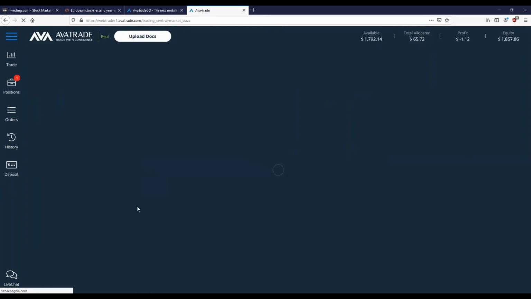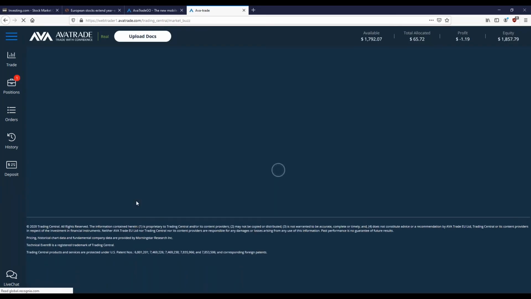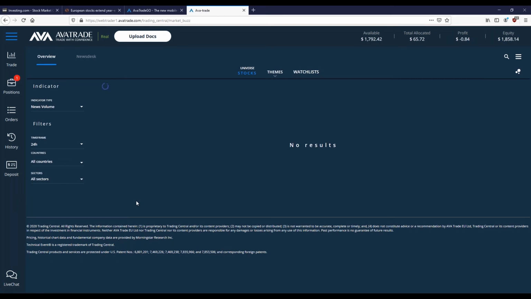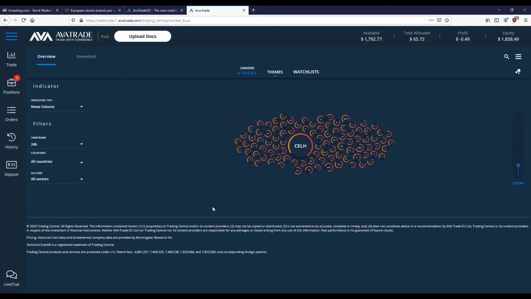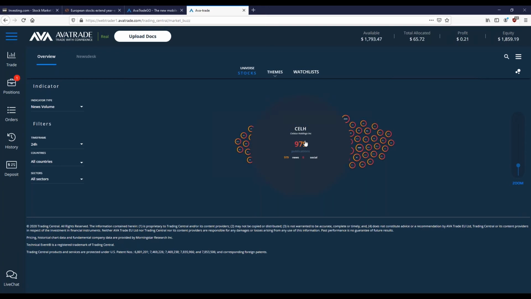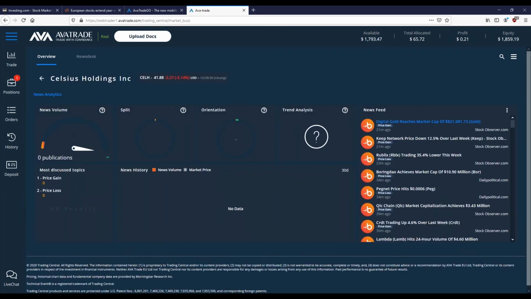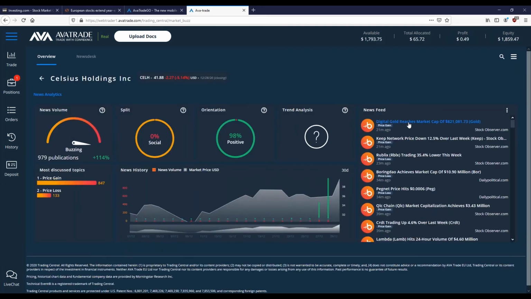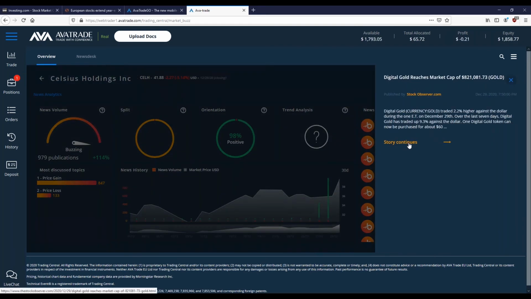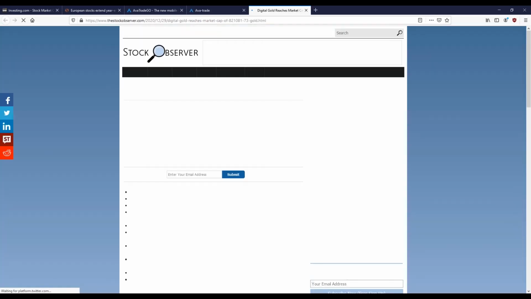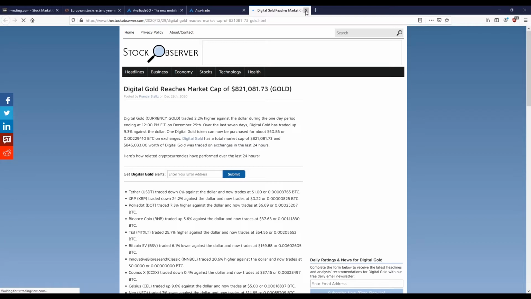Market Buzz gives you the fundamental news. So, you know, right now you see what's trending the most are the largest bubbles. I can click on it and say, okay, Cellular Holdings Incorporated, that's on our MT5 platform. If you click on it, there's the articles. Okay, you can click on it, you can expand the article and see what's going on with that company. Okay, there's the news.